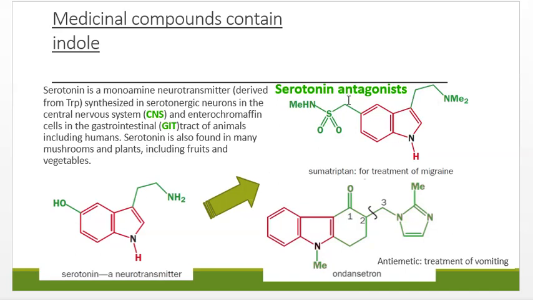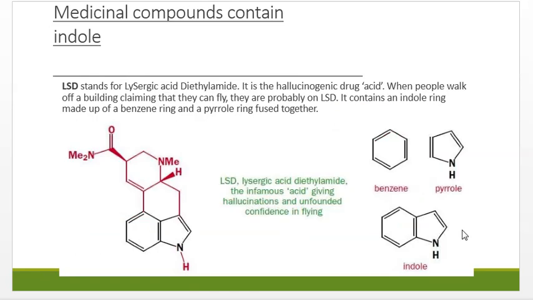This is the structure of sumatriptan, which we can use for the treatment of migraine. Serotonin is a neurotransmitter, and ondansetron is an antiemetic treatment we can use for the treatment of vomiting. Medicinal compounds containing indole.